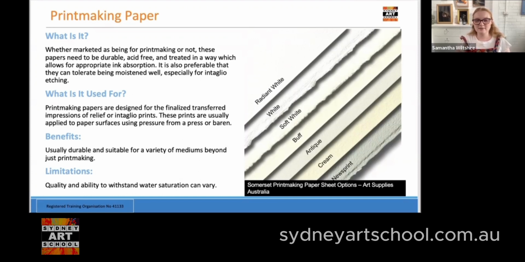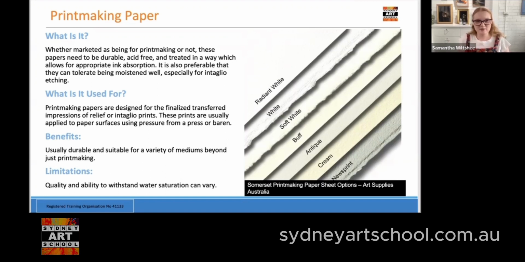So printmaking papers are designed for the finalized transferred impressions of relief or intaglio prints. These prints are usually applied to paper surfaces using pressure from a press or a baren. So a baren is like a little handheld pad that you can sort of rub on the back of the work to transfer that image. You'll be able to find them at art shops that are made from bamboo. But I've also seen ones sold online which are made of glass and other materials as well.